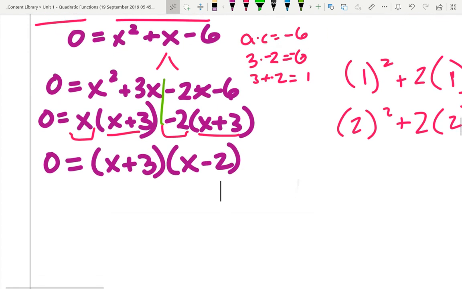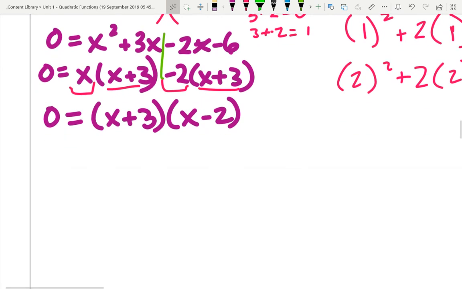Now, I'm not really done here, right? All I've done is factor it. Now I actually have to do the solving part of it. So I'm going to set x plus 3 equal to 0, and I'm going to set x minus 2 equal to 0.